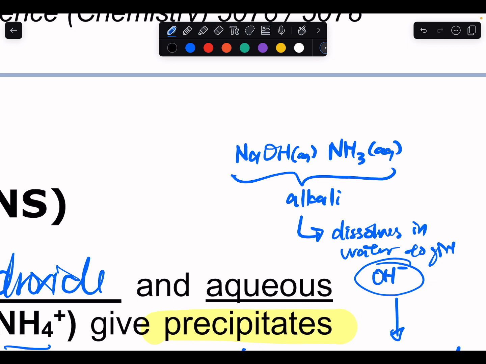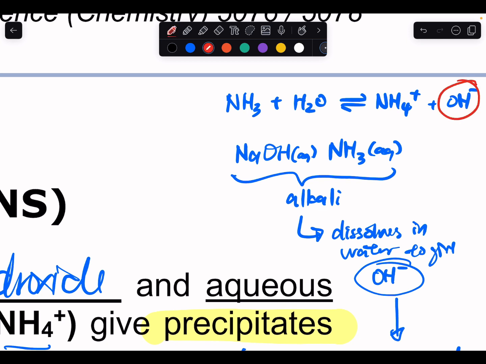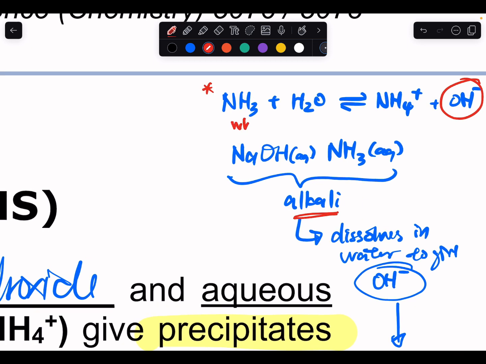So if I were to write the equation, ammonia, when you add it to water, this is a reversible reaction that will form ammonium ions and hydroxide ions. And because it forms hydroxide ions, it is an alkali. Okay, you don't need to know this equation. This is just trying to explain to you why aqueous ammonia is an alkali.